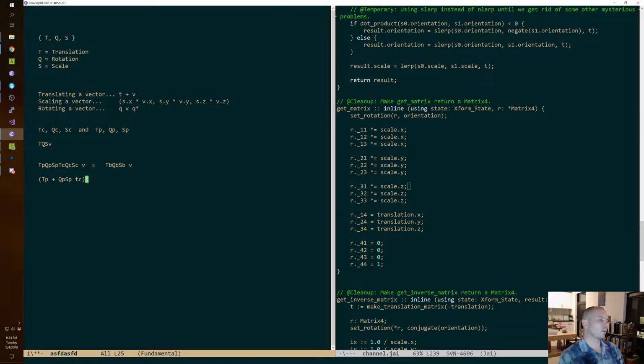Is it inverse? I never remember. I haven't done this in so long. Nope, nope, this is right. So if I pre-scale and rotate this, then that'll give me this translation factor, right?